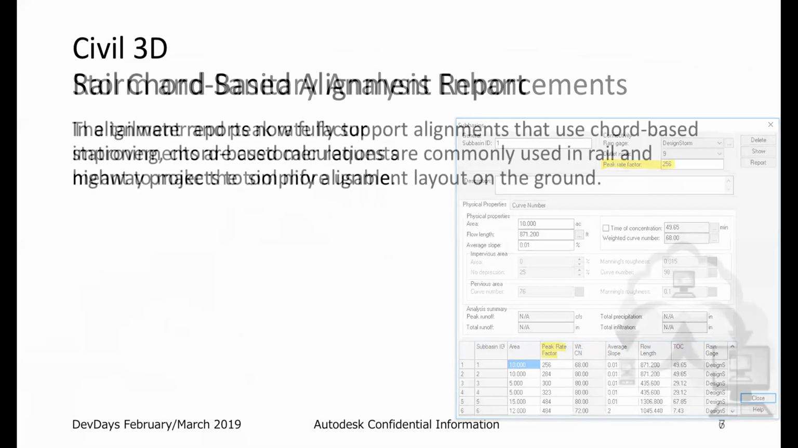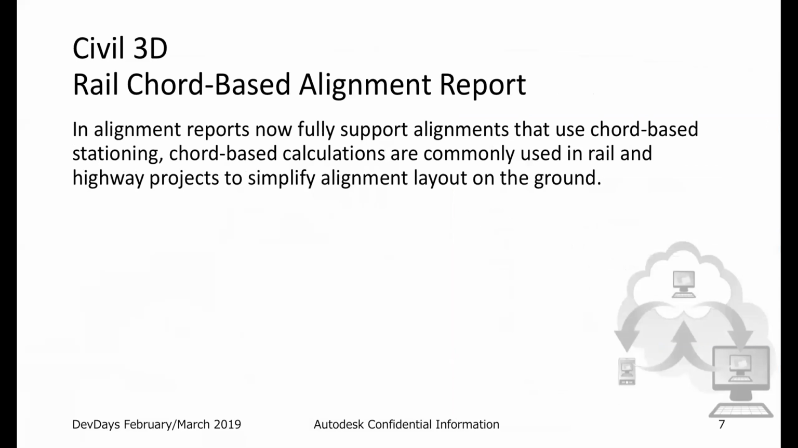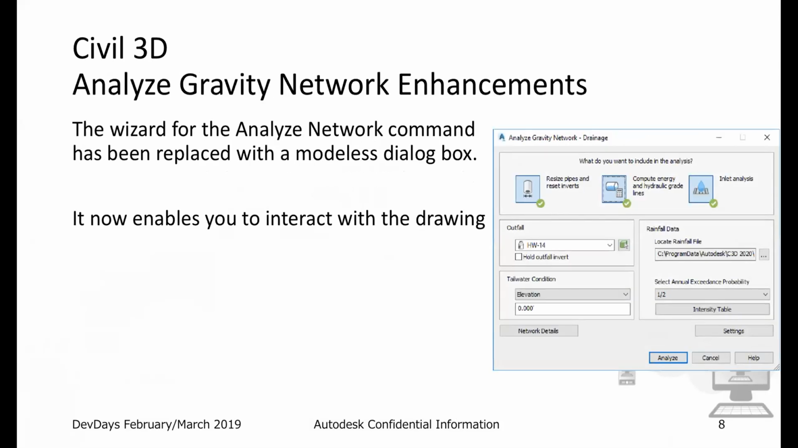The next piece is about the rail core-based alignment report. In that alignment report, we now fully support alignments that use core-based stationing and core-based calculation, commonly used in highway projects to simplify alignment layout on the ground. So there are a few enhancements there. Next one is about analyze gravity network enhancements. This is a new window, a wizard that replaces the modal dialog box, and now enables you to interact with the drawing while you are editing.